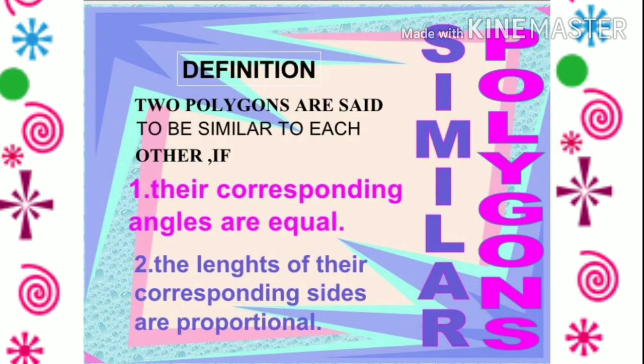Definition of similarity: two polygons are said to be similar to each other if their corresponding angles are equal and the lengths of their corresponding sides are proportional. This is the general definition of similarity.